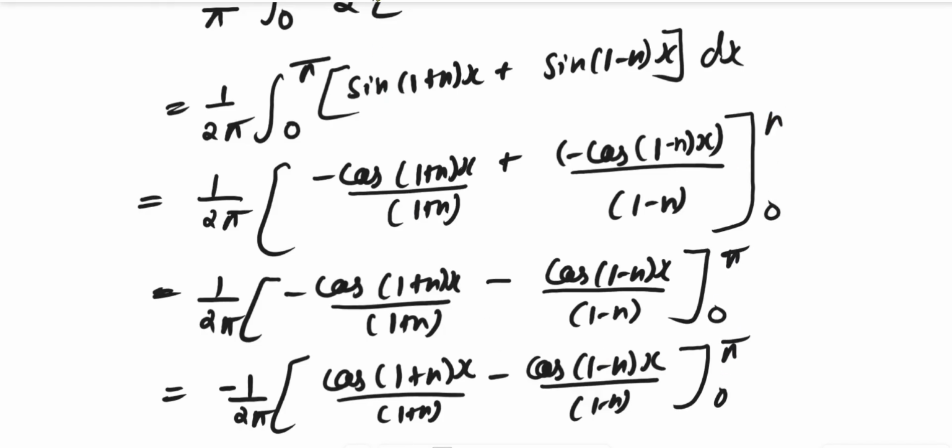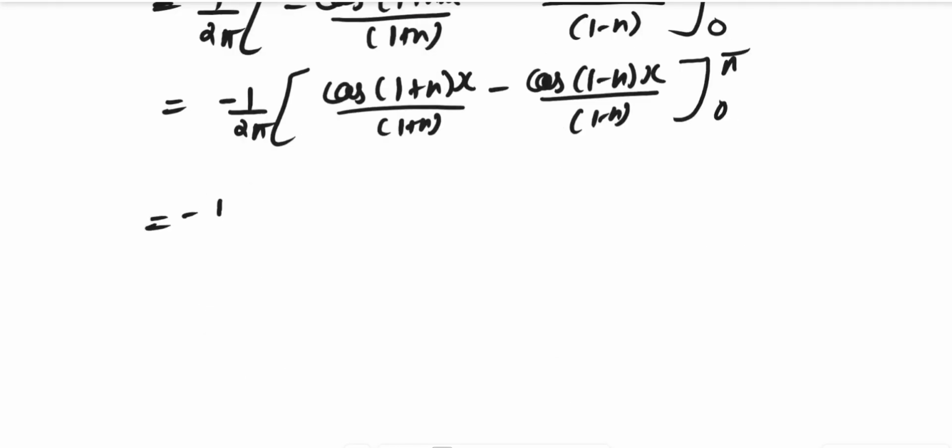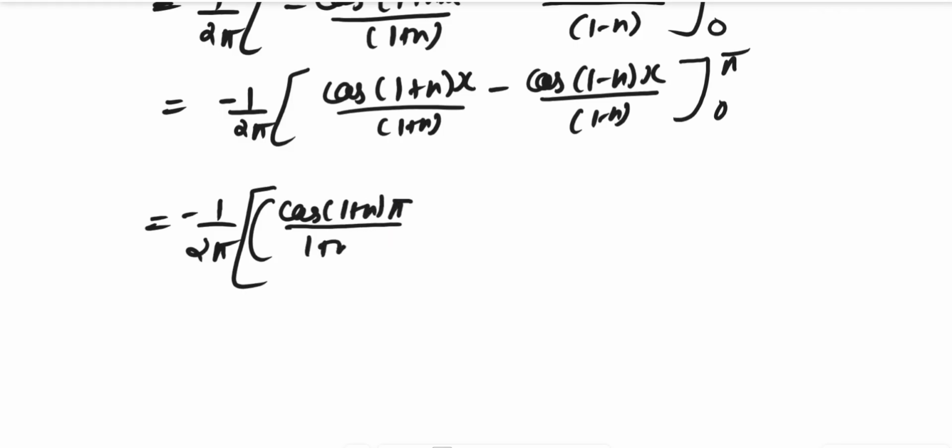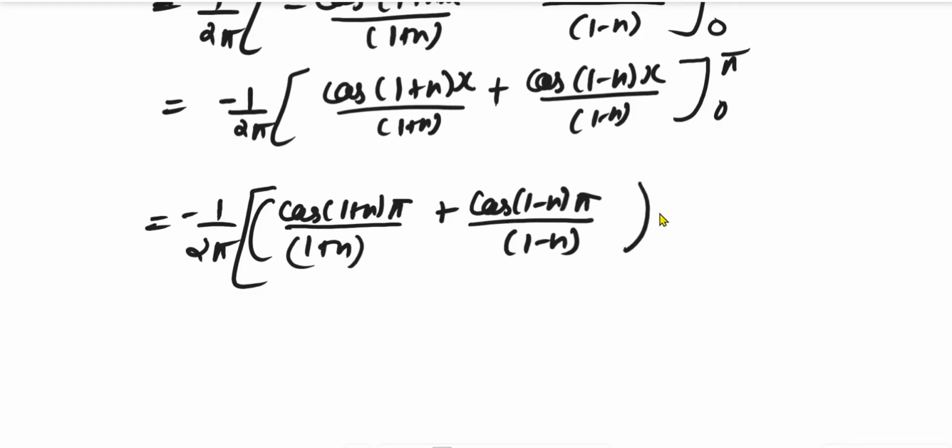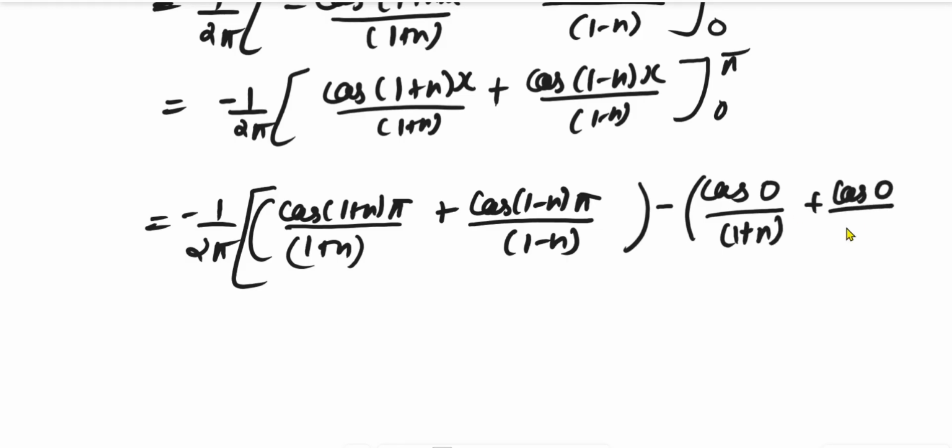So now put the limits. It is minus 1 upon 2 pi. Take the upper limit: cos(1 plus n)pi divided by 1 plus n, minus cos. It is plus since we have taken the minus outside, so it is plus cos(1 minus n)pi divided by 1 minus n. Now put the lower limit: minus cos(1 plus n) multiplied by 0 is 0, divided by 1 plus n, plus cos 0 divided by 1 minus n.